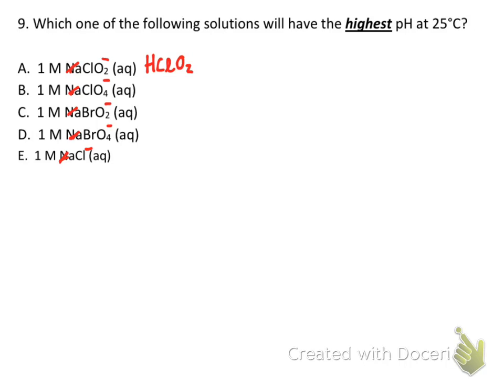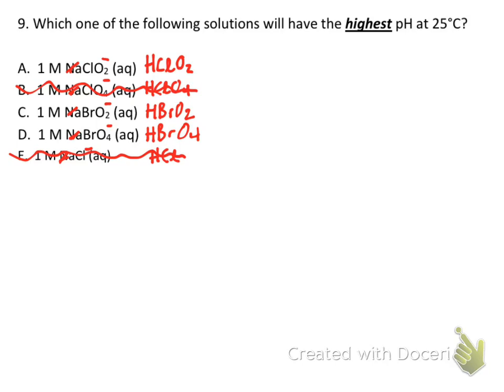So the first one is chlorous acid, HClO2. Then we have perchloric acid, HClO4. Then we have bromous acid, HBrO2. Then we have perbromic acid, HBrO4. Then we have hydrochloric acid, HCl. Now, the first thing I would do is eliminate any strong acids, because the conjugate bases of strong acids are negligible. And if we look at these, 2 of these should stand out as being strong acids. HClO4, so that means ClO4- the perchlorate anion is going to be negligible, and HCl.